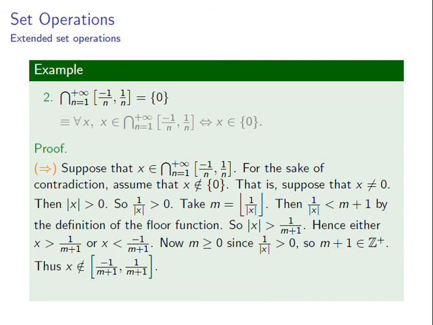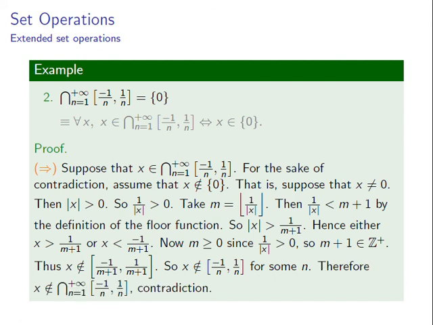Thus, x is not an element of the closed interval from minus 1 over m plus 1 to 1 over m plus 1. That is, x is not an element of a closed interval from minus 1 over n to 1 over n for some positive integer n. Therefore, x is not an element of the intersection of all closed intervals from minus 1 over n to 1 over n, and from 1 to positive infinity. This gives a contradiction. It follows that x must be equal to 0, that is, x is an element of the singleton whose element is 0. This completes the proof of the claim.